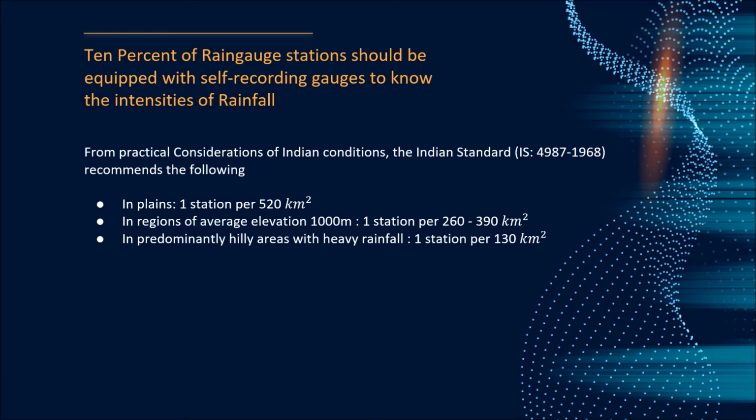From a practical consideration of engineering conditions, the Indian standard recommends the following. In plains, one station per 520 square kilometers. In regions of average elevation of 1000 meters, one station per 260 to 390 square kilometers. In predominantly hilly areas with heavy rainfall, one station per 130 square kilometers.